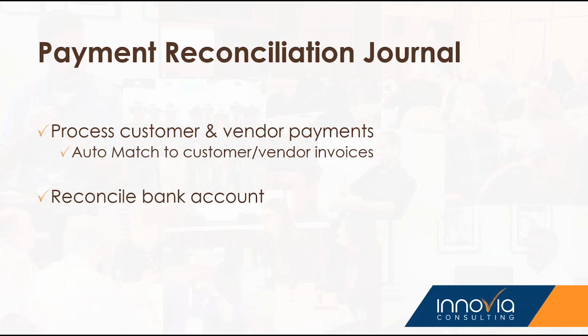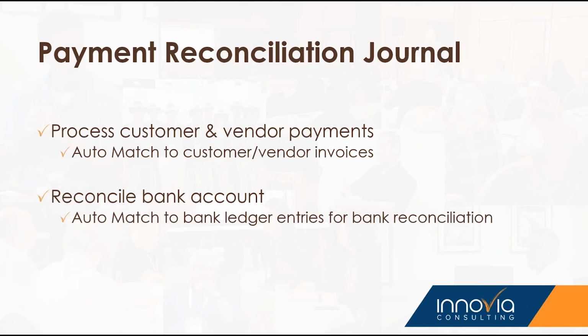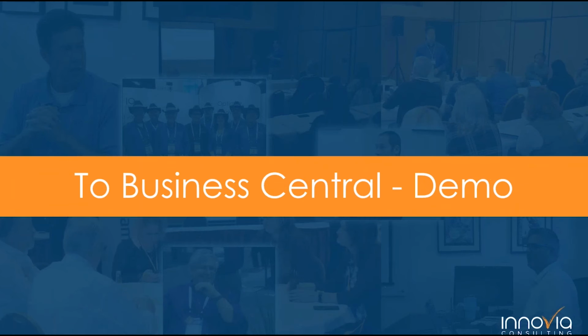It also is a two-in-one journal. It'll allow you to reconcile your bank account as well, instead of doing a bank reconciliation separately. So what that'll do is it'll auto-match your bank ledger entries and your check ledger entries for bank reconciliation. All right, so that's just a little bit of background about what we're going to talk about today. So now I'm going to flip over into Business Central and we'll look at how some of this works.